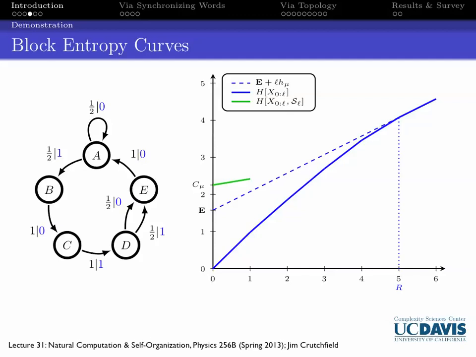Similarly, if we start with the block state entropies, they start at C mu because this is nothing, and then we just have H of SL, which would just be the entropy over the states. And then we keep this going, and eventually the entropy from the states no longer contributes, and we're exactly on this asymptote, and we call that the cryptic order. So in this case, the cryptic order is 3. And then it follows the asymptote.